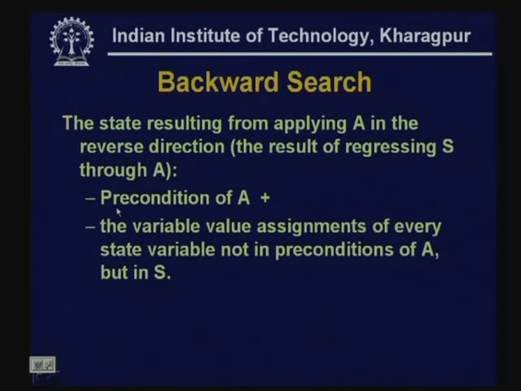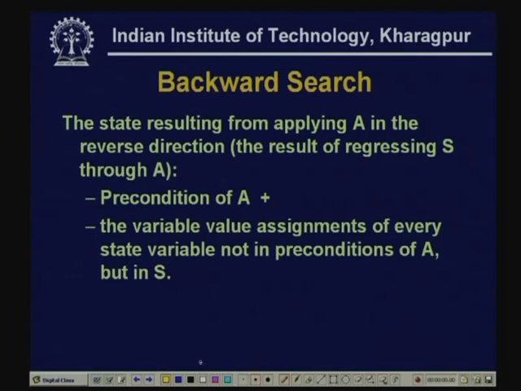So, that state is obtained by this. First of all, we collect the preconditions of A, and secondly we add to it the variable value assignment of every state variable which are not in the precondition of A, but in the current state. So, let us just try to see.